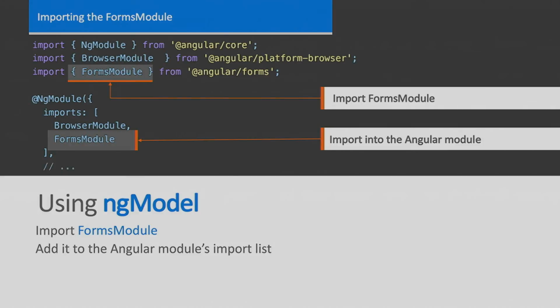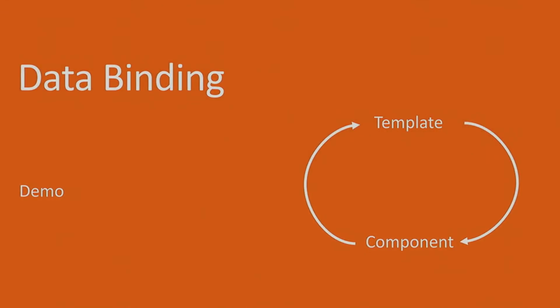Now we've got our common library from the browser, things like ngIf and ngFor. And we've got our forms. There's other libraries too, like HTTP module, if you want to use HTTP, or the router module, if you want to use routing. If you want to use Angular Material or things like that, like third-party widgets, you can pull in the Angular Material module. All right, so let's take a look at some data binding.